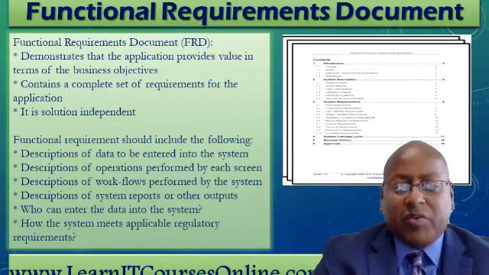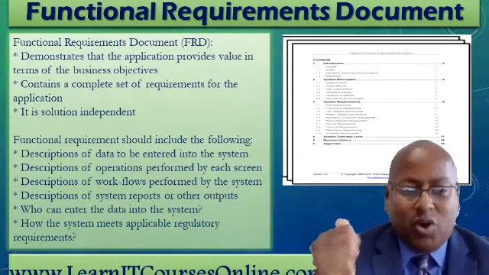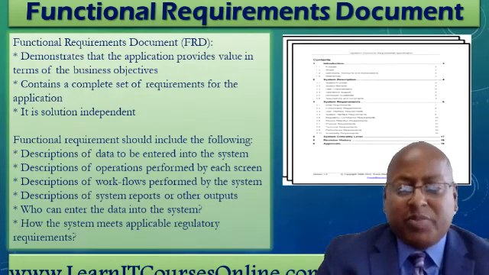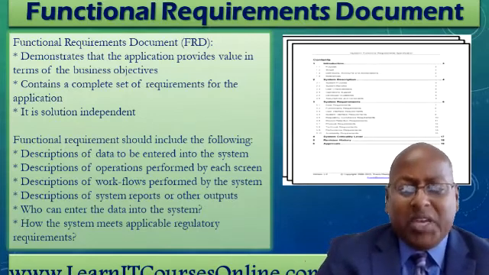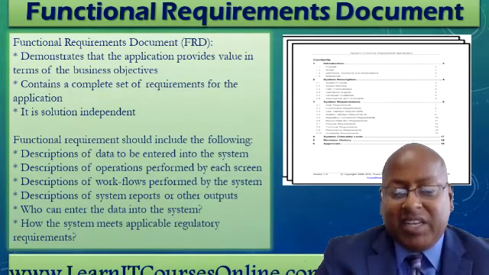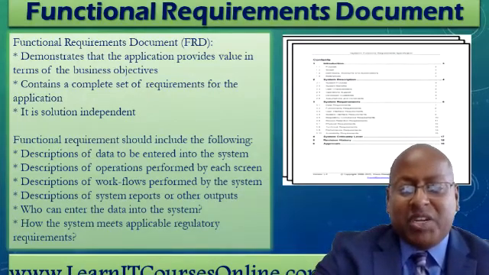Next, the functional requirements should include the following. The functional requirements should include, number one, description of data to be entered into the system, description of operations performed by each screen, description of workflows performed by the system, description of system reports or other outputs, who can enter the data into the system, how the system meets applicable regulatory requirements, and as such, the functional specification is designed to be read by a general audience. Readers should understand the system, but no technical knowledge should be required to understand this document.